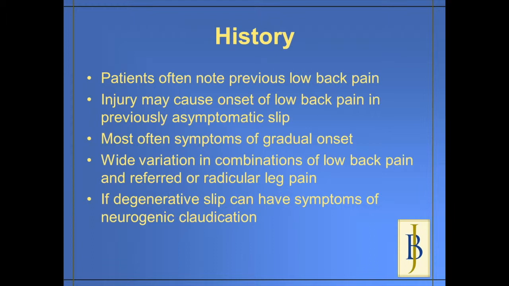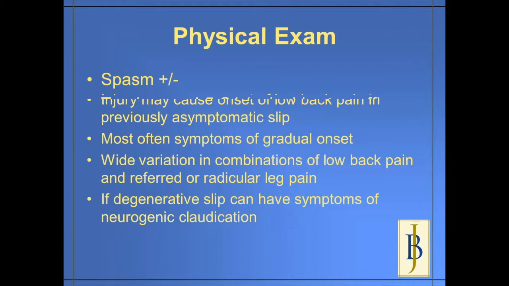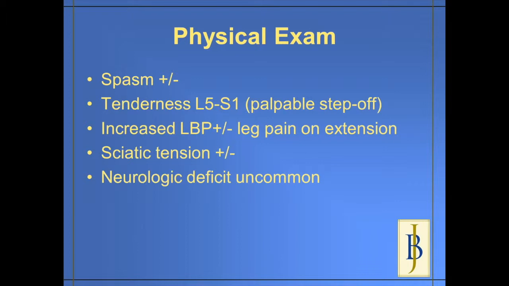A lot of times these patients have previous low back pain. The injury itself may just be the straw that broke the camel's back. They may have had this slip or this disc degeneration previously that their body tolerated very well, and they just had this acute flare-up from a certain activity that they were doing. Most often, otherwise, symptoms gradually come on, not necessarily from a specific injury. These have a very wide variation of symptoms. Sometimes it's in the back, sometimes it radiates down the legs, sometimes it can have leg weakness, which is called neurogenic claudication when patients walk.